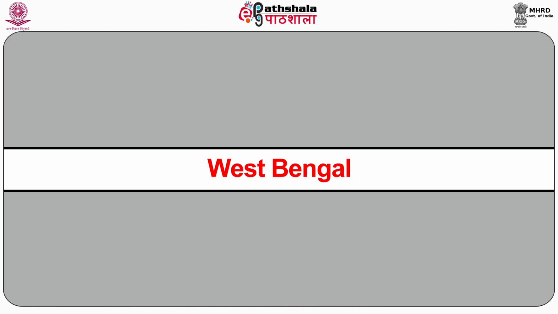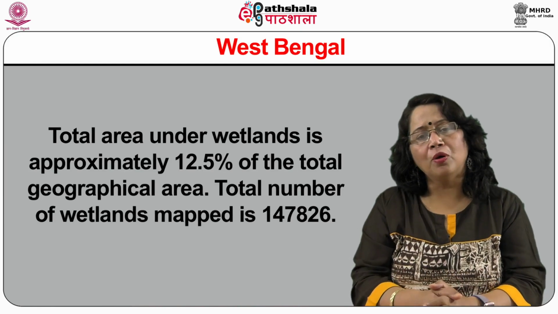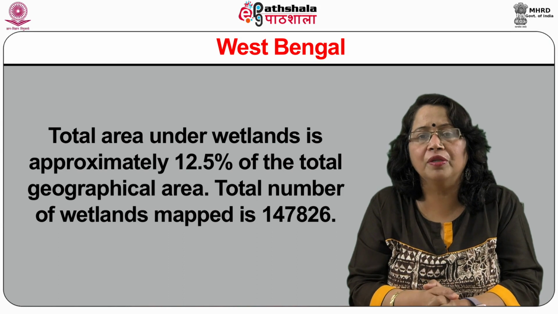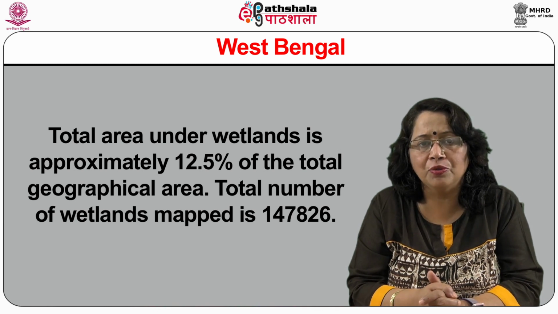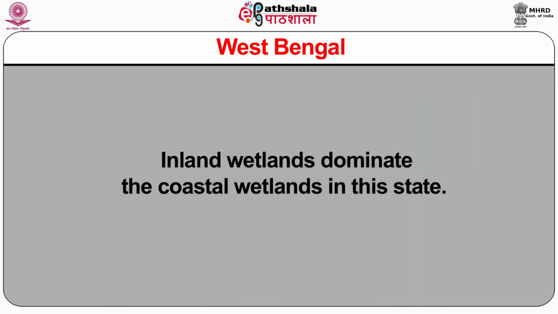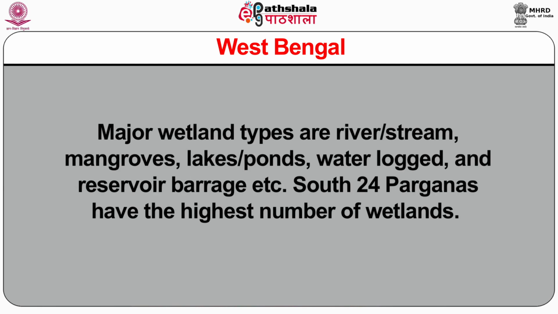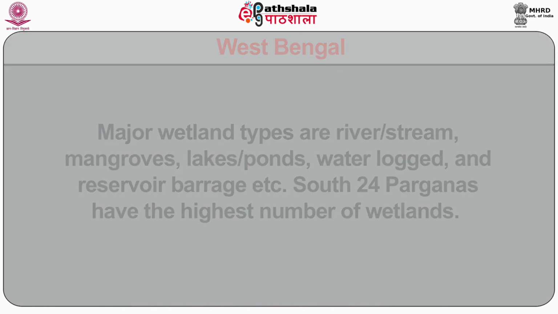West Bengal. Total area under wetland is approximately 12.5% of the total geographical area. Total number of wetlands mapped is 1,47,826. Inland wetlands dominate the coastal wetlands in this state. Major wetland types are river, streams, mangroves, lakes, ponds, waterlogged and reservoir, barrage, etc. South 24 Parganas has the highest number of wetlands.